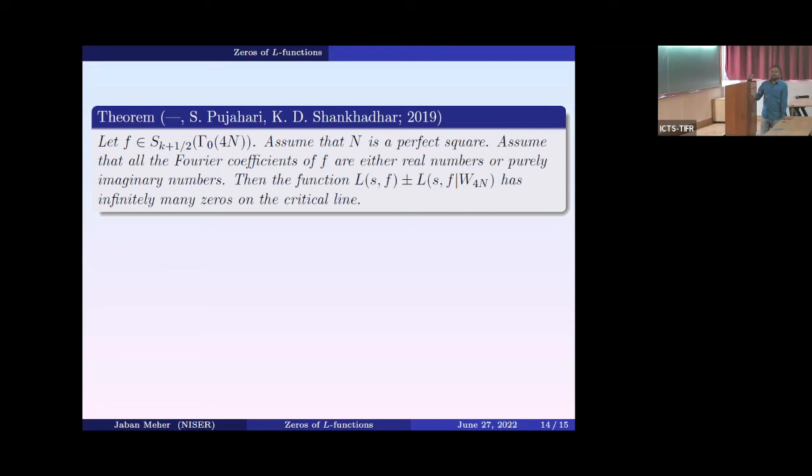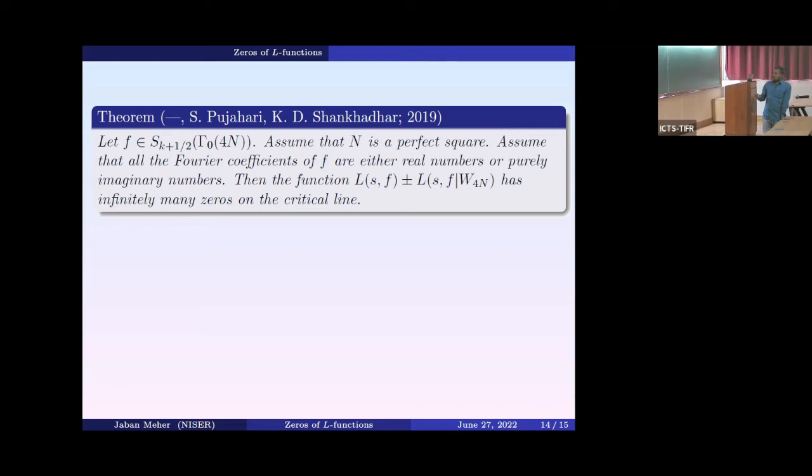If that is the case, then we cannot apply Hardy's method, because we want to construct Hardy's function and then we want a real-valued Hardy's function. All these things we cannot do if the level is arbitrary. If N is a perfect square, then it is true that W_4N will map f to another element in that same space.